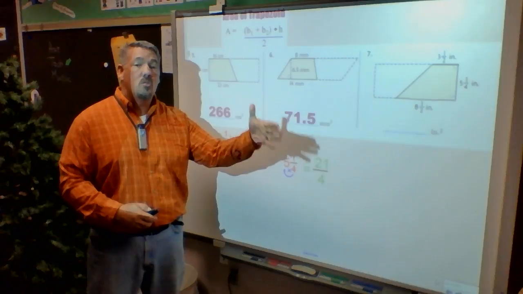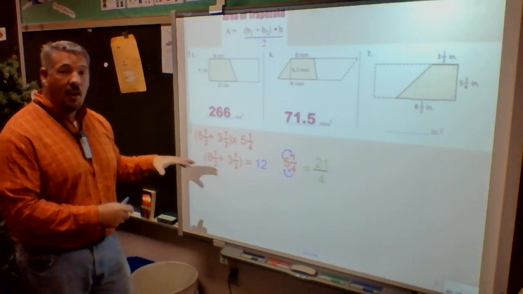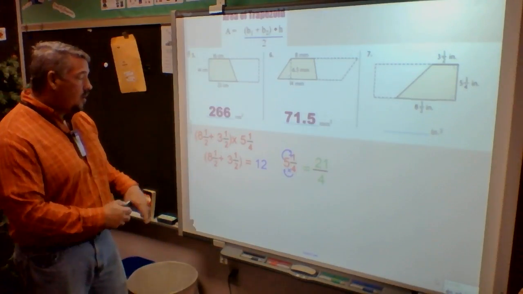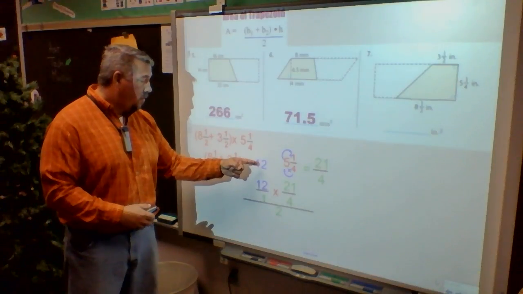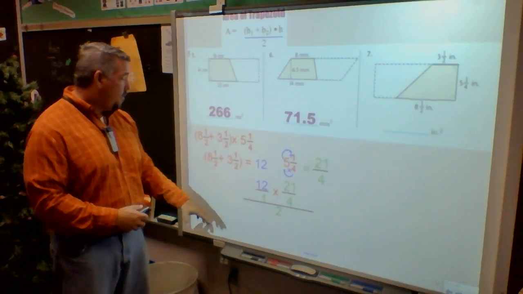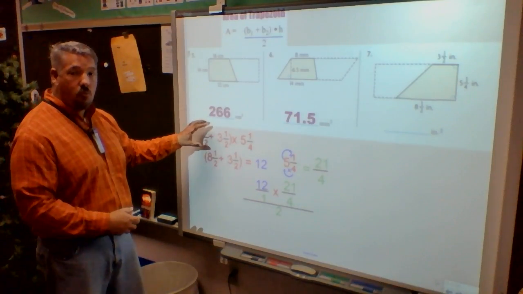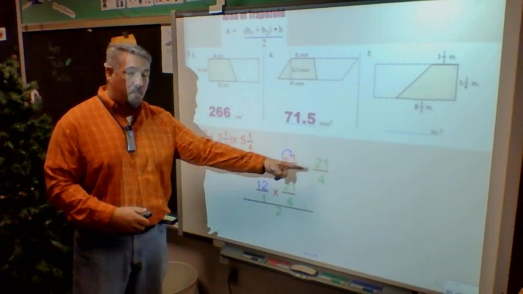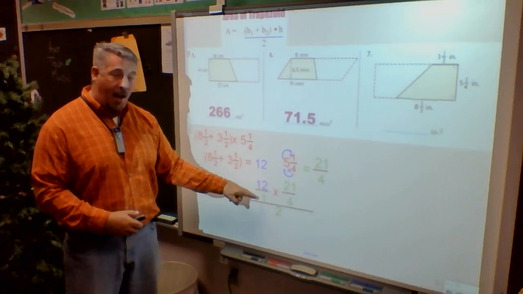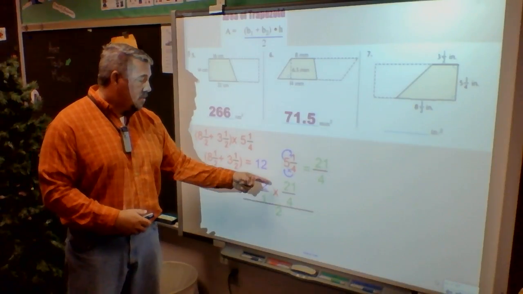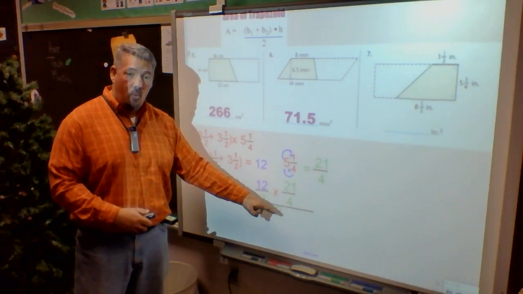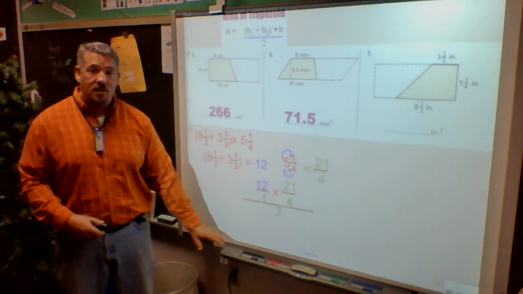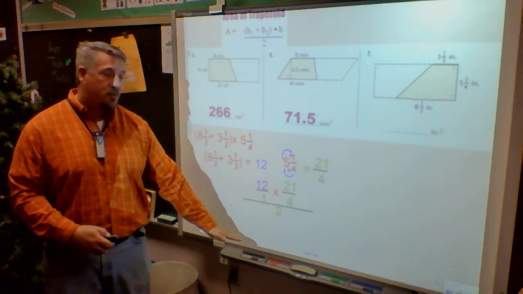So I'm going to use 21/4 in my math problem. So I have 12 over 1. That comes from adding my base 1 and base 2 together, ending up with 12. But since I'm multiplying by an improper fraction, I have to put it over 1, times 21 over 4. I still show that my last step when I get done is to divide by 2.